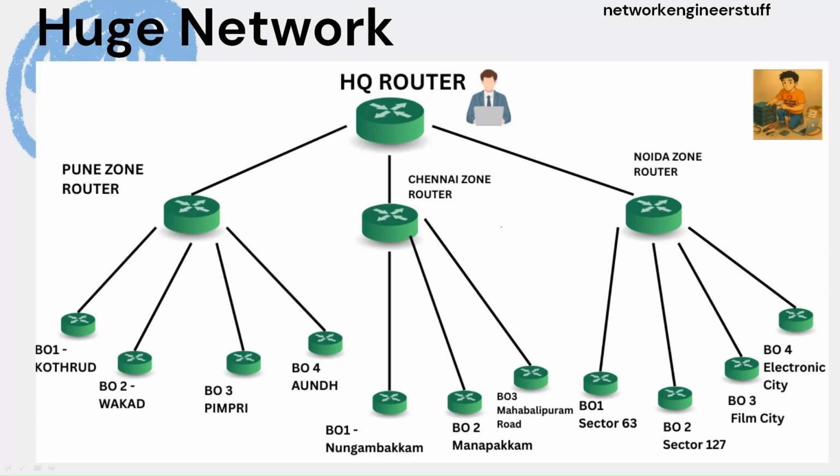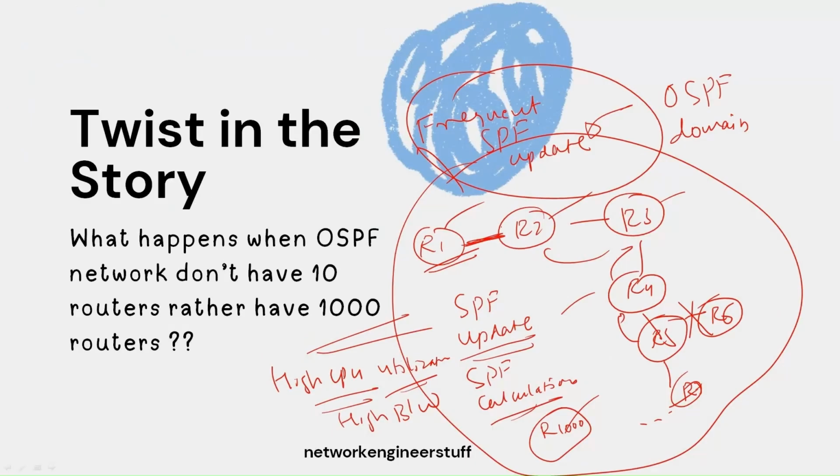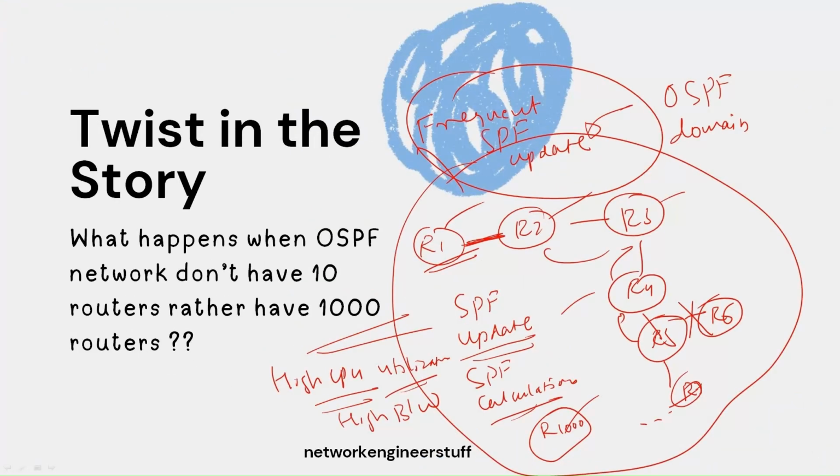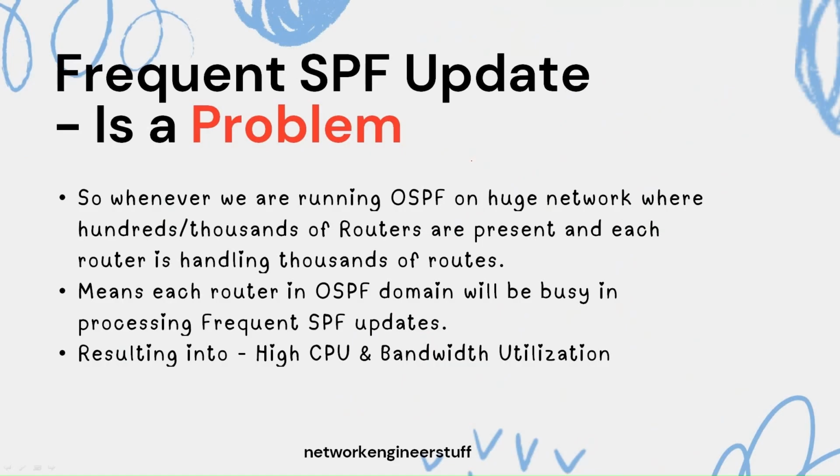So we can conclude that the biggest strengths of OSPF, that is end-to-end visibility and fast convergence, can become the weakness of OSPF. So designing OSPF, guys, is so important. When we say designing OSPF, it is super important because of its features only. So we have seen this point, right? Frequent SPF updates are a problem.